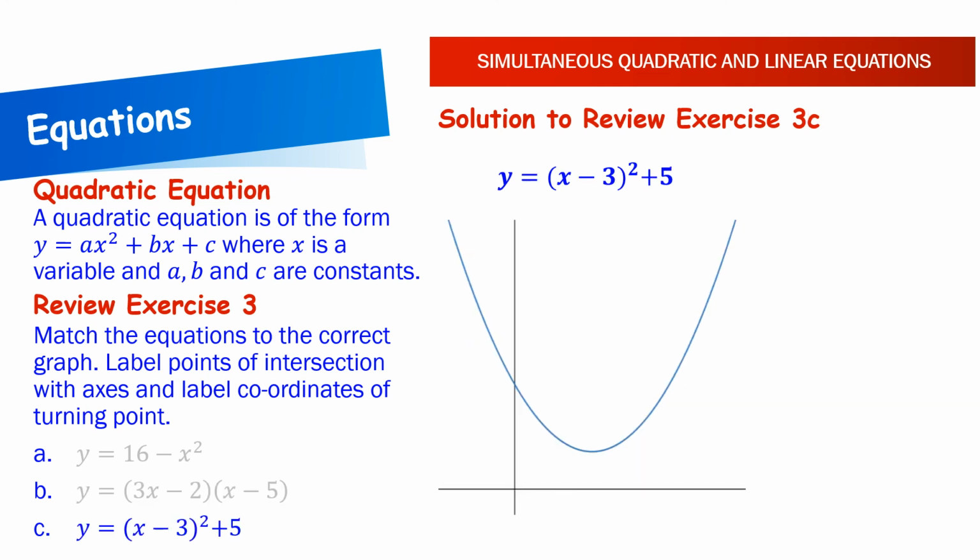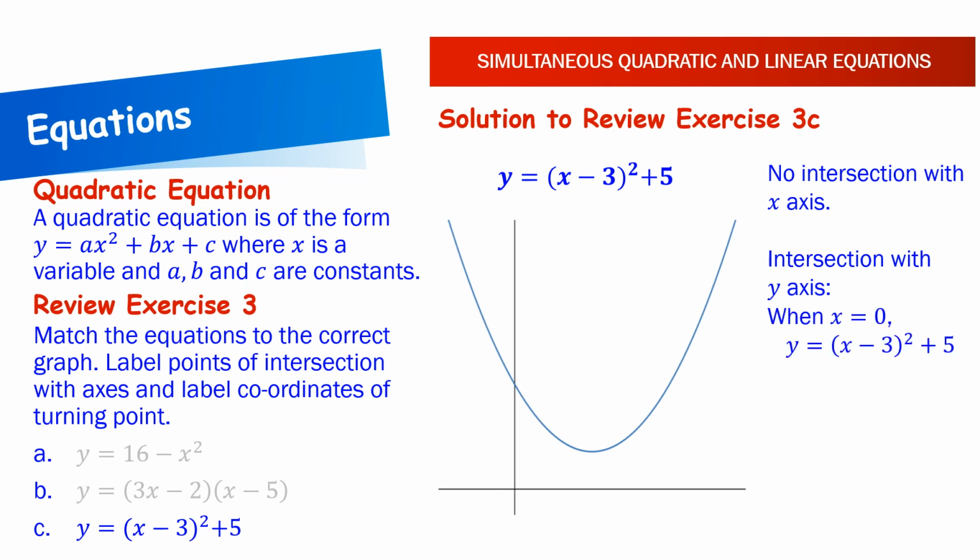And finally for exercise 3c. There is no intersection with the x-axis, since y is positive. Let's have a look at the intersection with the y-axis. When x equals 0, what is y? We simply plug in x equals 0 into our equation to give us y equals 14 here.